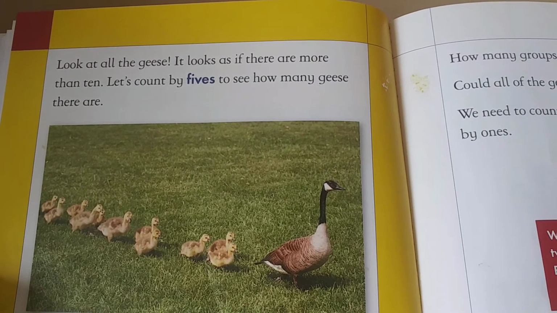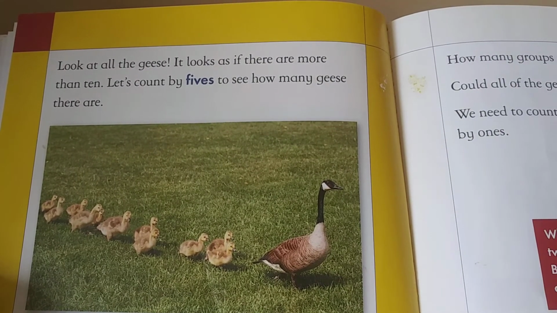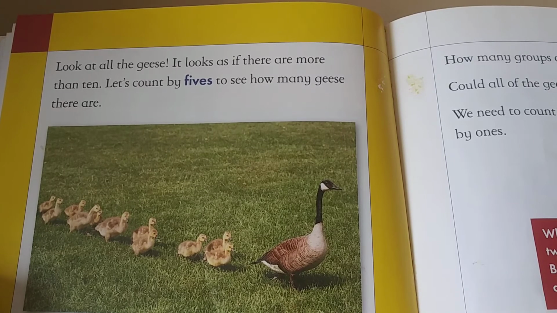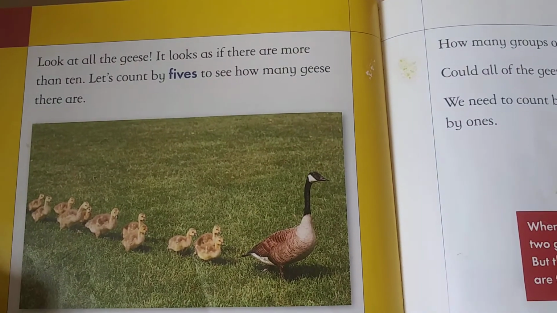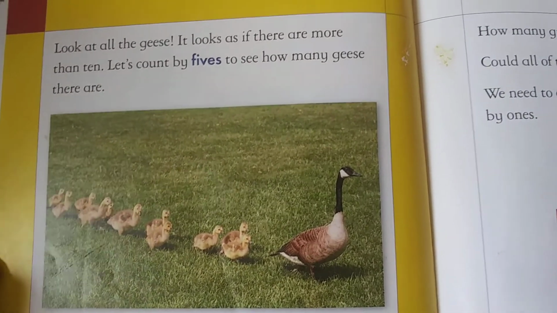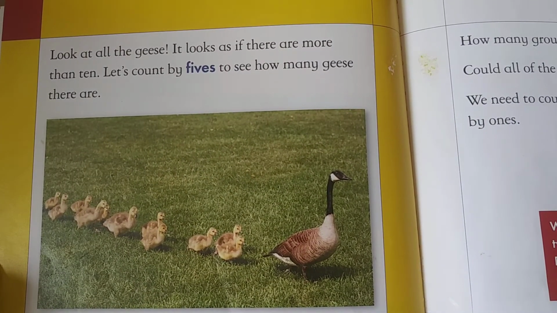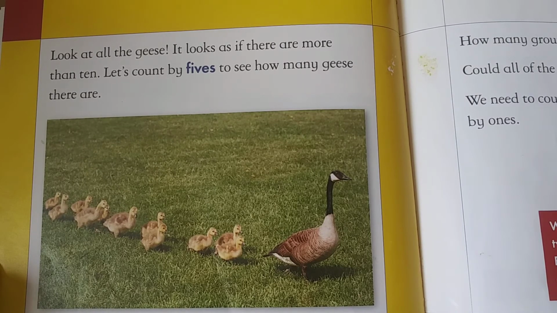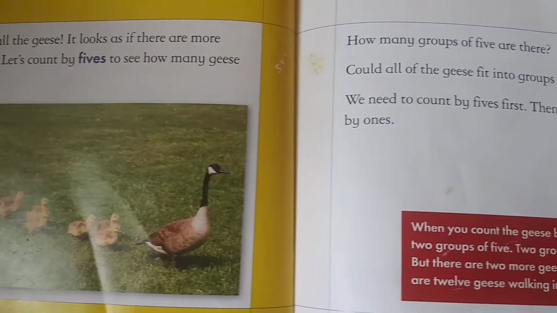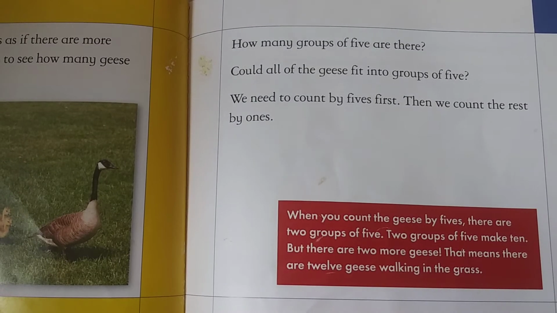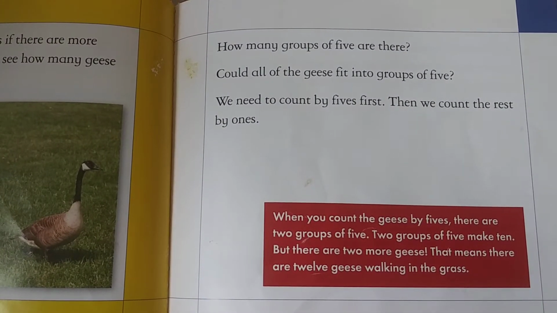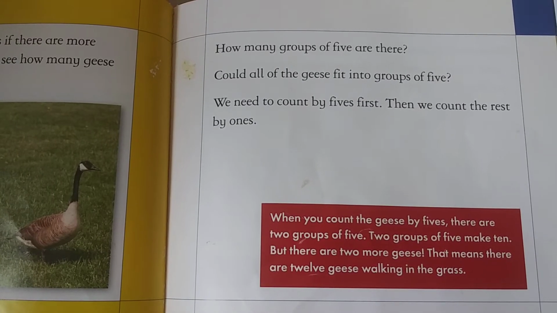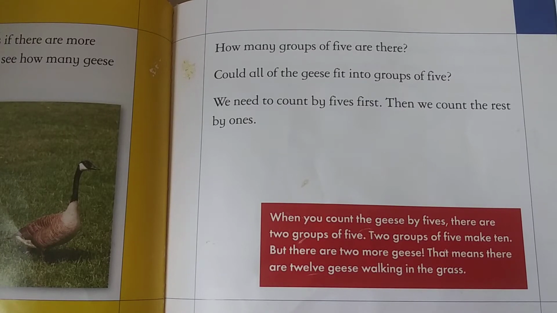Look at all the geese. It looks as if there are more than 10. Let's count by fives to see how many geese there are. How many groups of 5 are there? Could all of the geese fit into groups of 5? We need to count by fives first. Then we count the rest by ones.